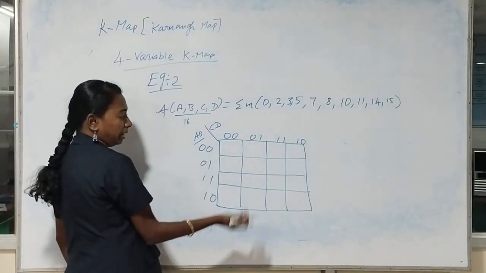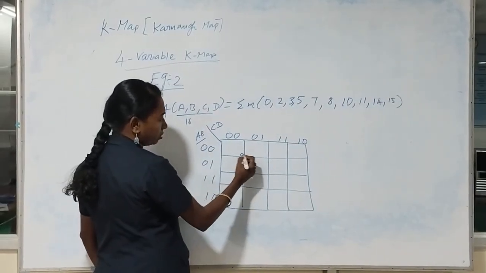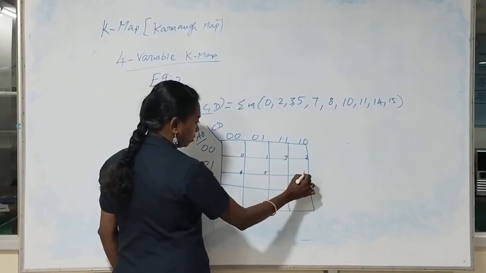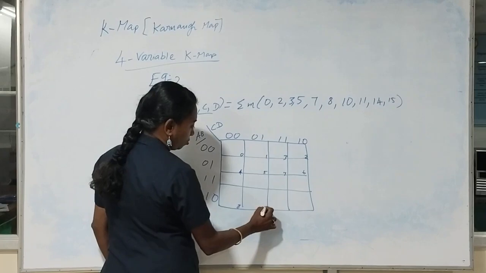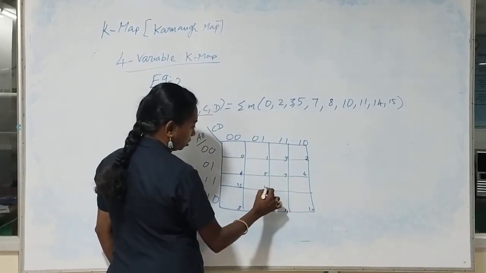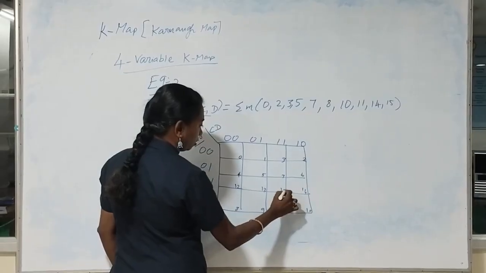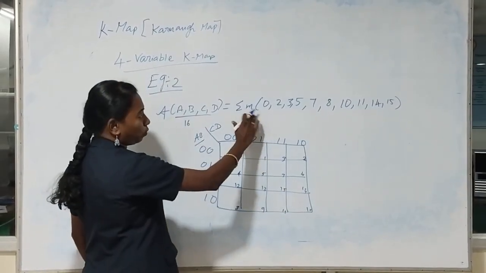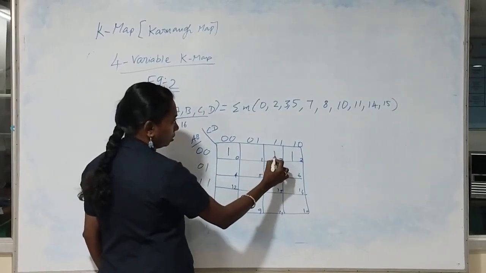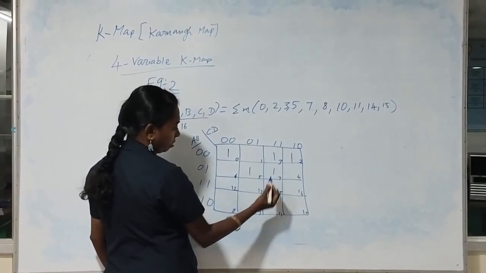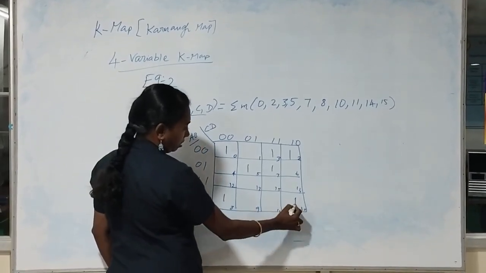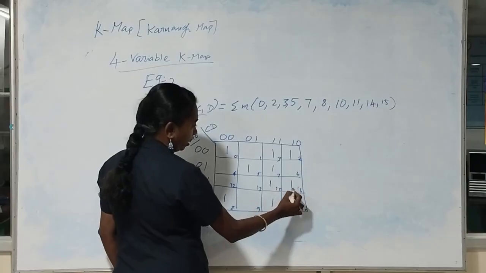Now I am writing the min terms in the corners of each cell, which is 0, 1, 2 and 3, 4, 5, 6, 7, 8, 9, 10 and 11, 12, 13, 14 and 15. You have to mark 1 for the corresponding values here. So this is 0, 2, 3, 5, 7, 8, 10, 11, 14 and 15.